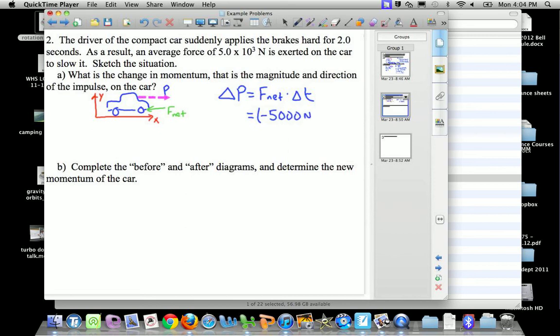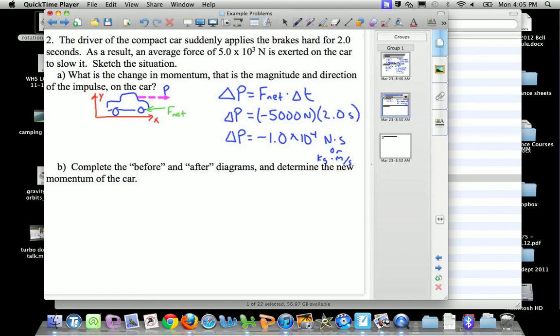And for net force, we plug in negative 5,000 newtons. Again, it's negative because it is slowing the car down. It's going in the opposite direction of the momentum. We multiply that by 2 seconds, and we get a change in momentum for this car of negative 10,000 newton seconds. In scientific notation, that's negative 1 times 10 to the 4th newton seconds. And remember, newton seconds means kilogram meters per second. They're both the same thing, so it's a unit of momentum.